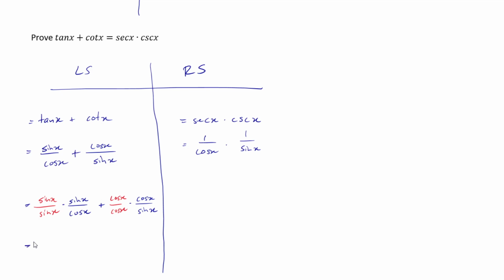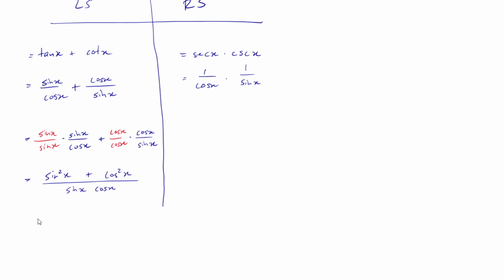Okay, so sine x times sine x is sine squared x, plus cos x times cos x, that's cos squared x, all over the common denominator of sine x cos x. Well, using my Pythagorean identity, sine squared x plus cos squared x is just equal to 1 over sine x cos x. And if I think about this, that's actually the exact same thing as what I have written over here. 1 over sine x cos x, right there.